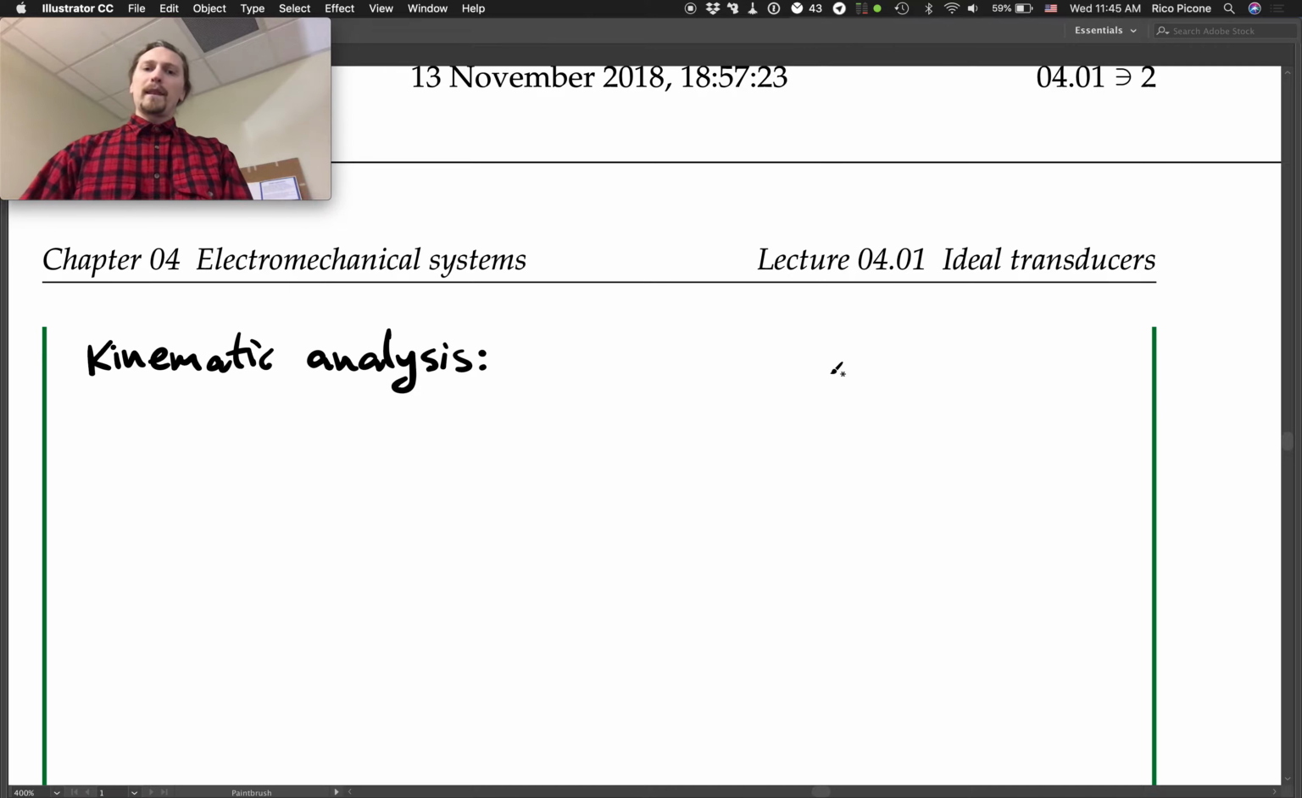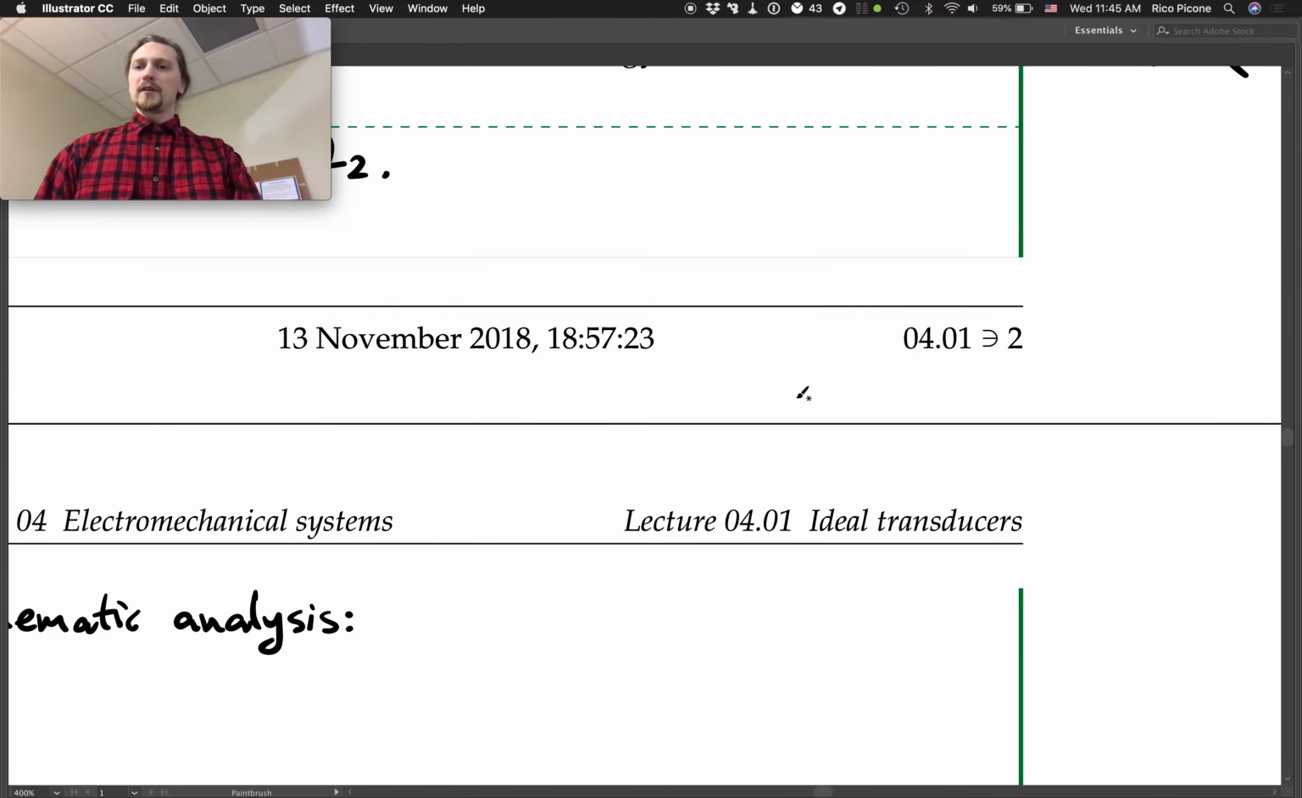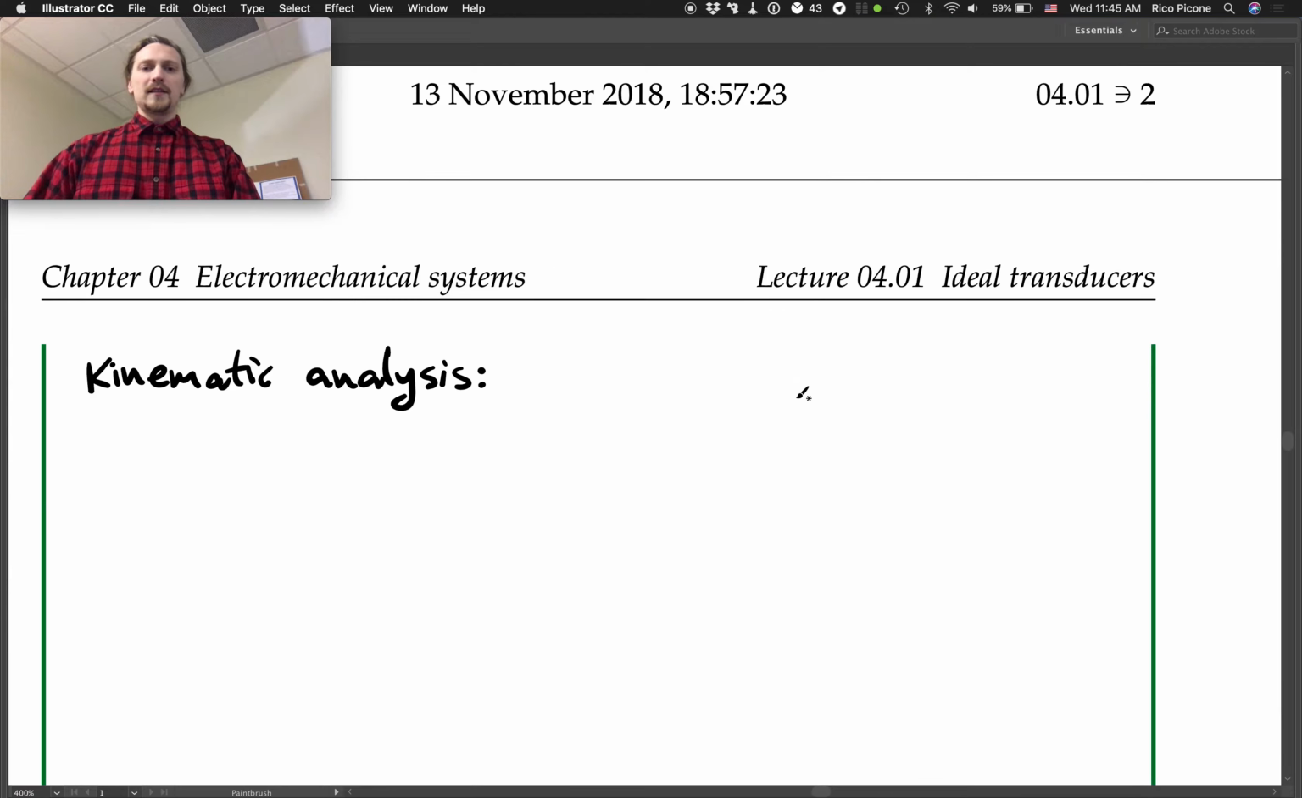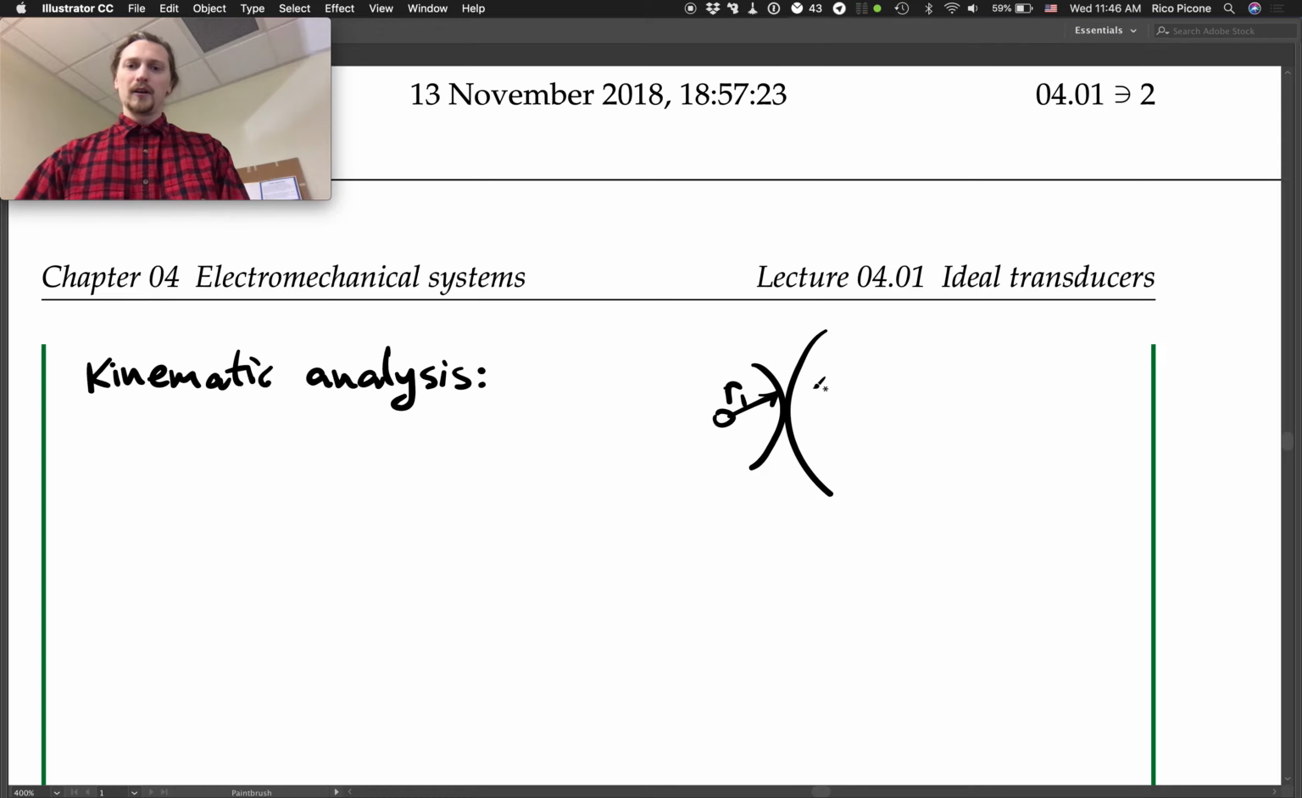So in this kinematic analysis, which one did I draw bigger? Okay, R2. In this kinematic analysis, I'm going to have the small one mating with the large one. That was not a great semicircle. We've got our R1 and our R2.